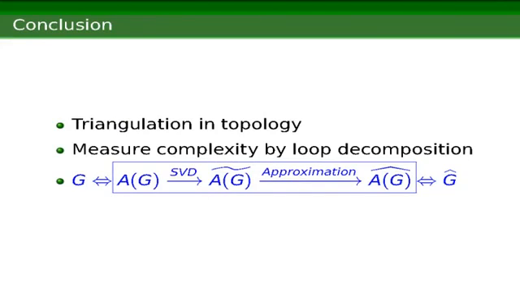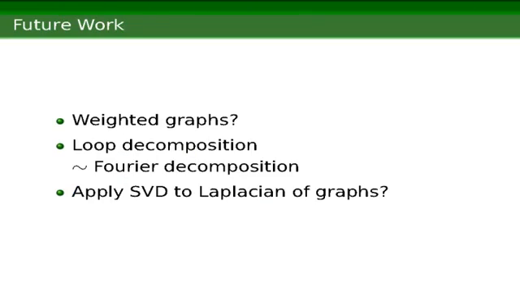So to conclude, based on the idea of triangulation in topology, we decompose a graph into loops in order to measure its complexity. A graph can also be reduced through an algebraic method. We now only consider unweighted graphs. An extension of our project would be to apply the same method to weighted graphs. Another possible direction is to relate loop decomposition with Fourier decomposition, as we only mentioned the similarity on the surface.